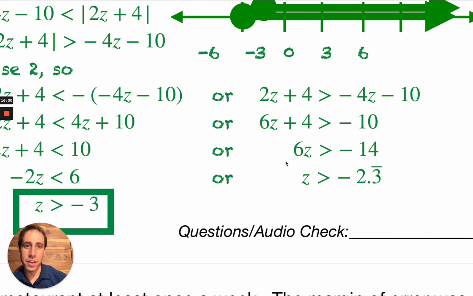Actually, you could simplify it and combine them both. If z has to be greater than negative 2.3, or z could be greater than negative 3, you can combine those two statements into one and just say that z has got to be greater than negative 3, because that expresses all of these numbers and all of these numbers in one statement.